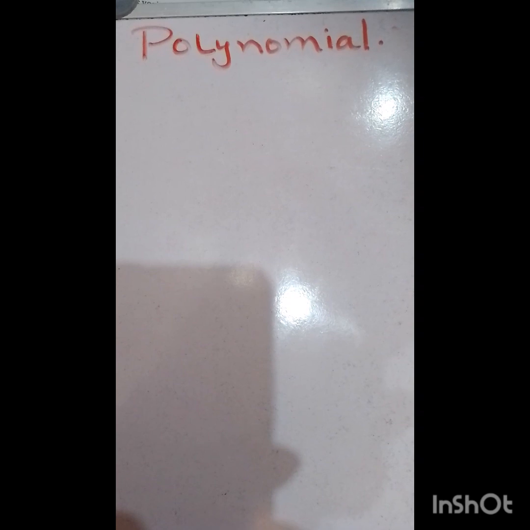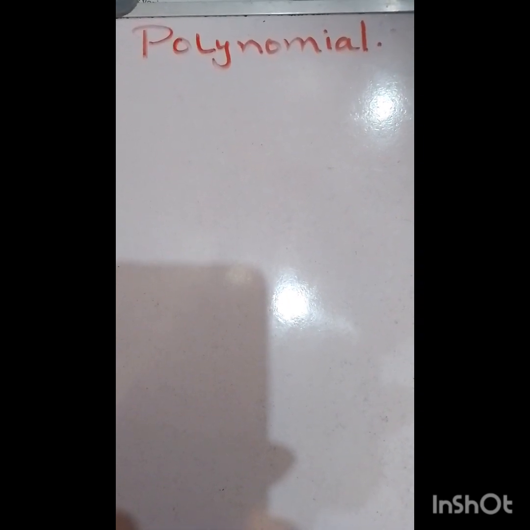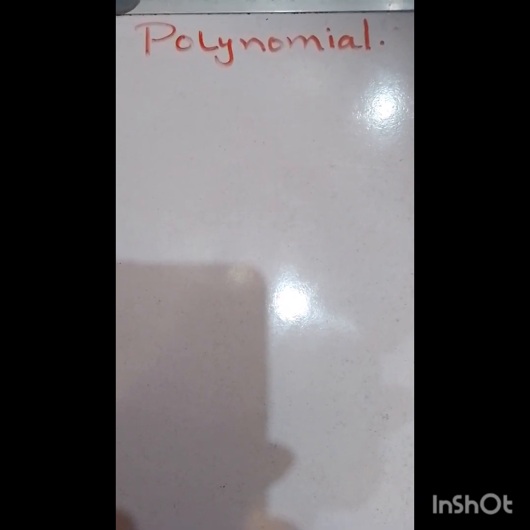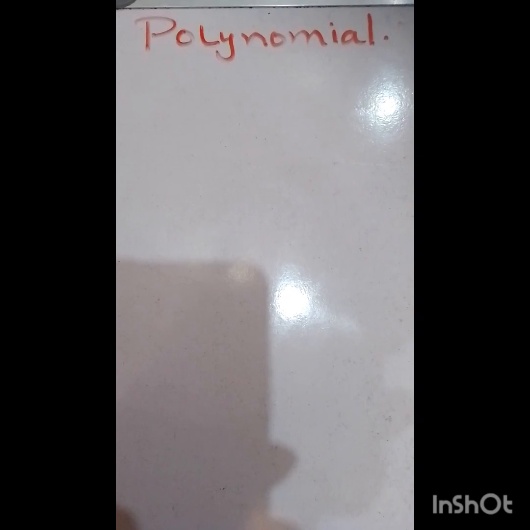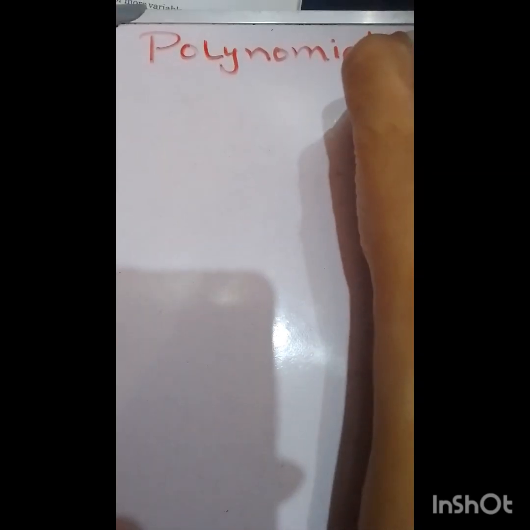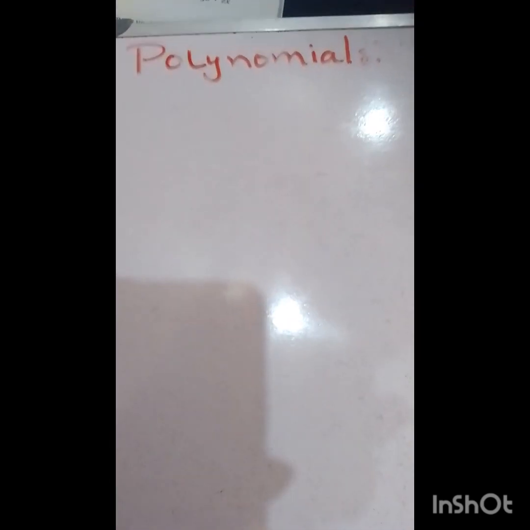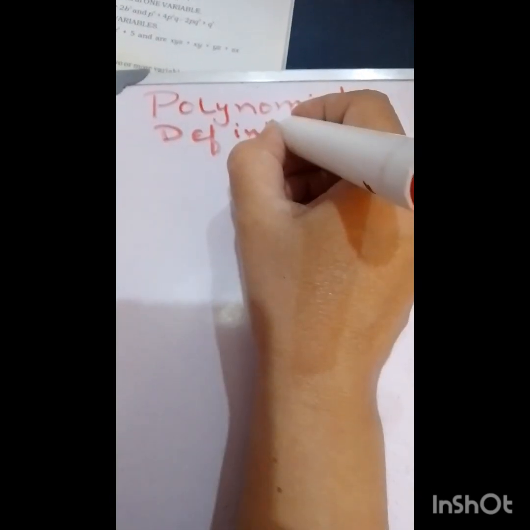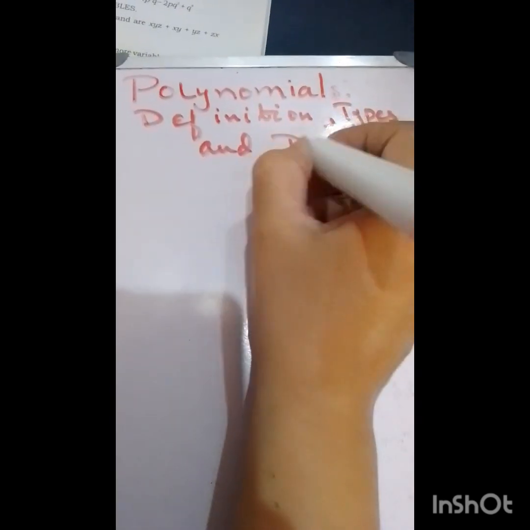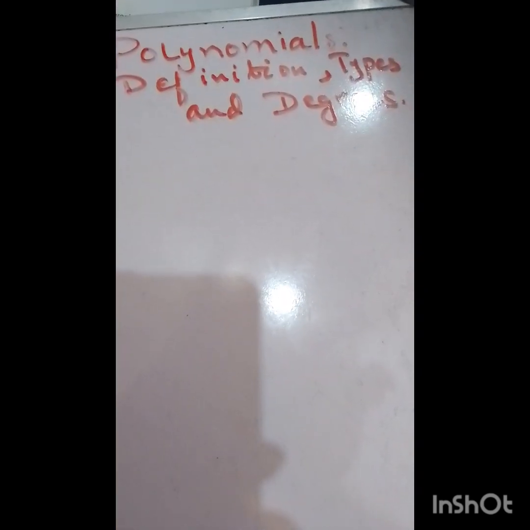Today we are going to learn about polynomials. Well, first of all, let me tell you that we are going to start the chapter of algebra, and starting with algebra we are supposed to know about polynomials. So I'm going to tell you about polynomials, their definition, types, and degrees. So let's begin with the definition first.